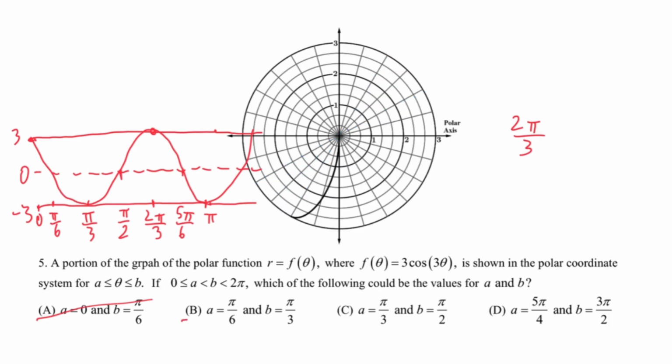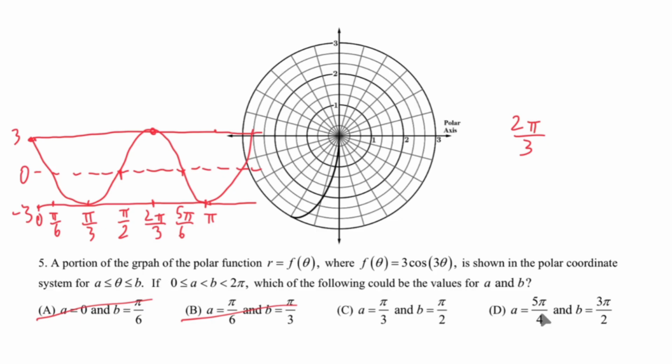So cross off B. Now let's check C. We have pi over 3, which is here, to pi over 2. And then I'm going to trace that on here. Because it's negative, below 0, that means we're going to reflect. And oh my gosh, it looks like the entire thing is in here. So far it looks like it is C, so I'm not going to cross off C. But now we're going to go check D.